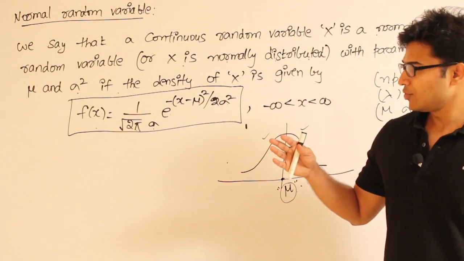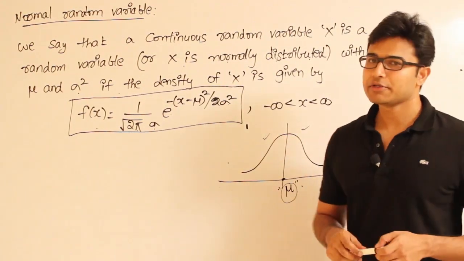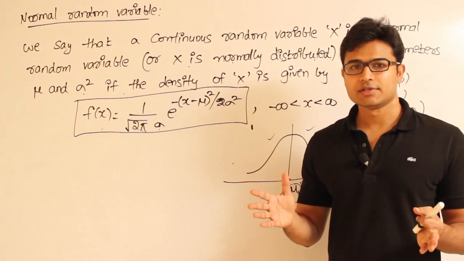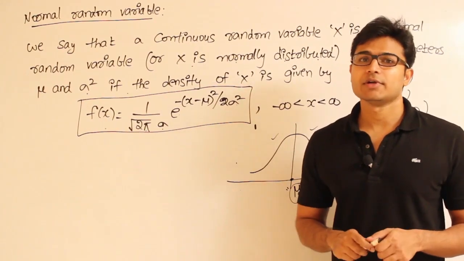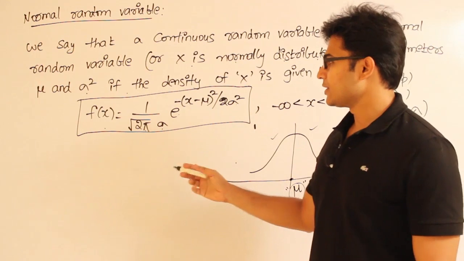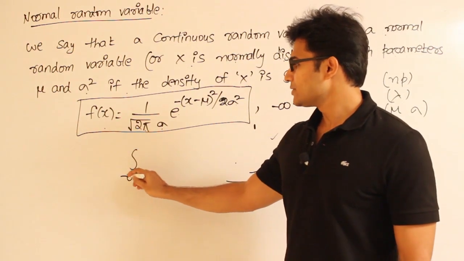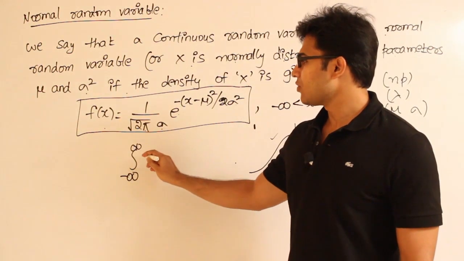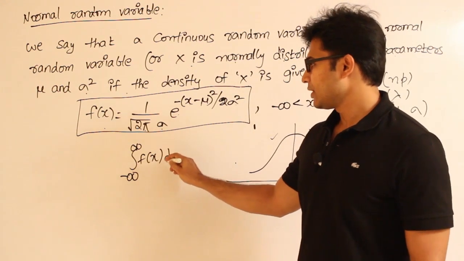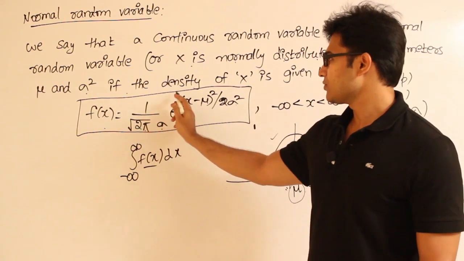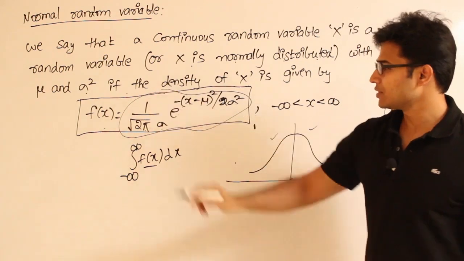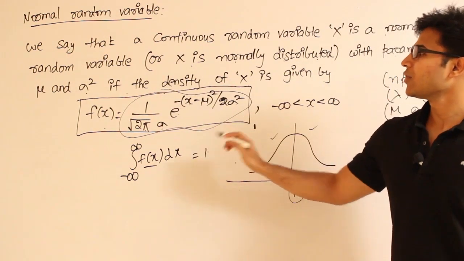As with any probability mass function or probability density function, if you add up all the probabilities, you are supposed to get 1. Which means in this case, the integral from minus infinity to infinity of f of x dx, where in f of x you substitute this entire formula, you are supposed to get 1.